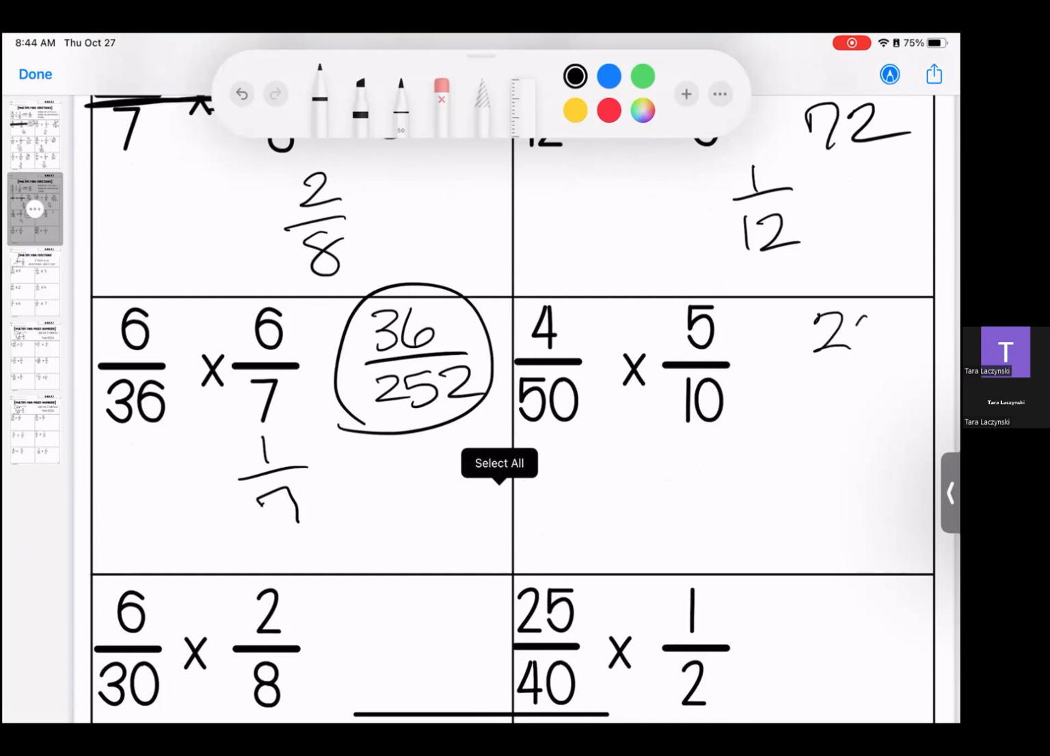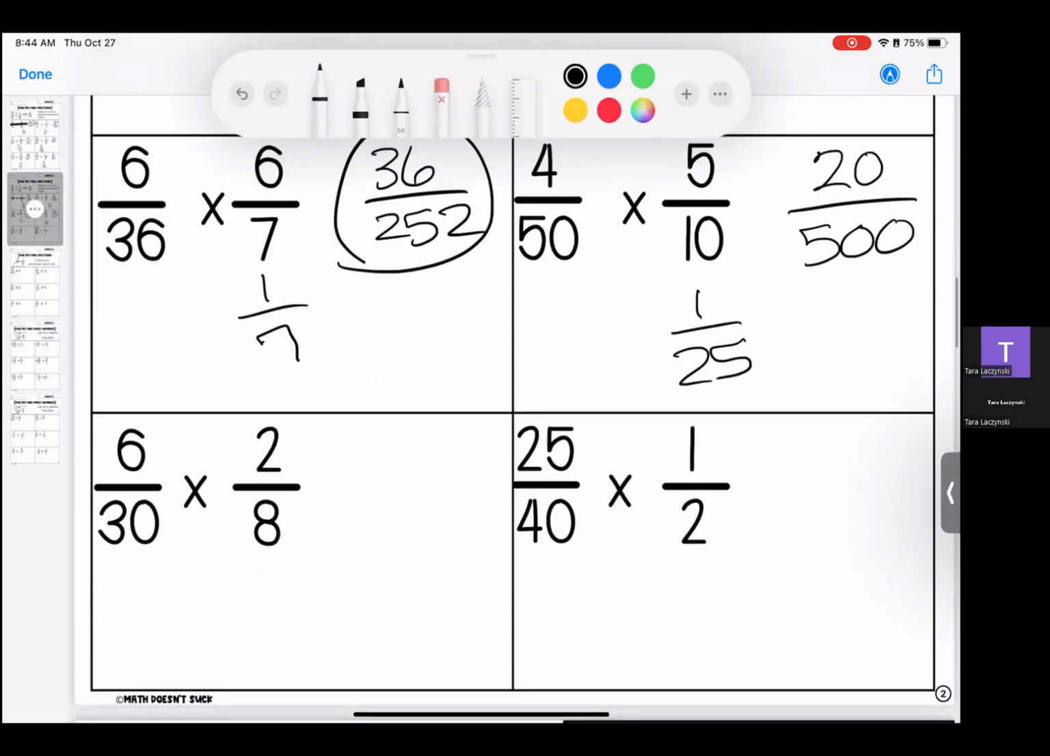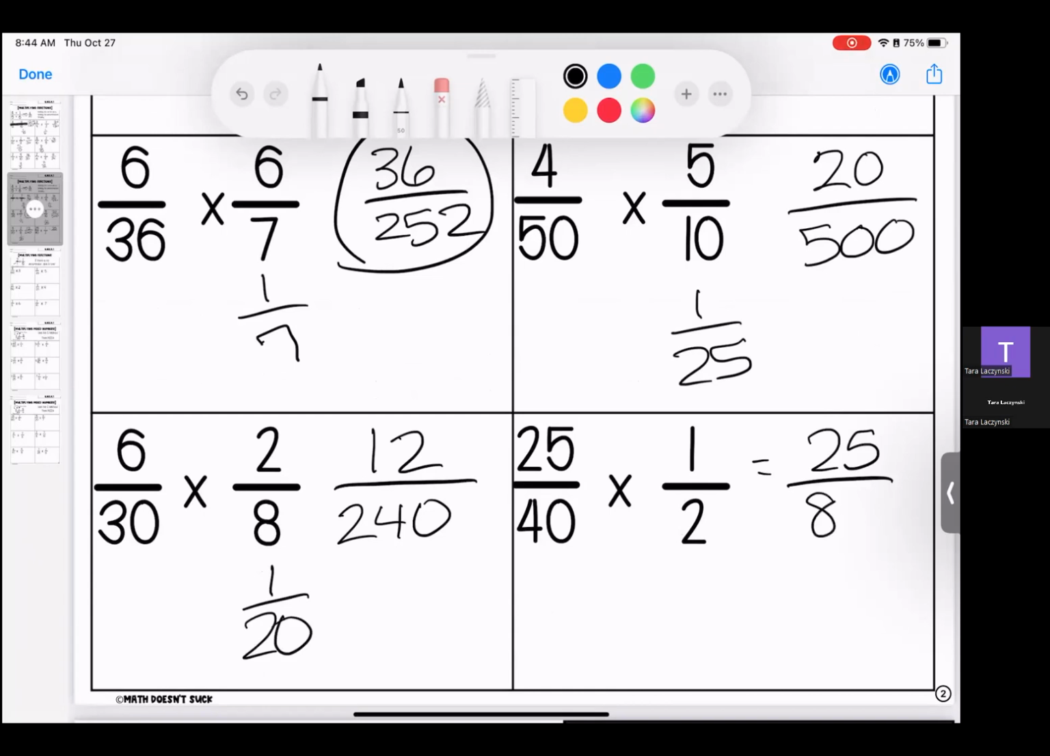4 times 5 is 20. 50 times 10 is 500. This would simplify down to 1/25. 6 times 2 is 12. 30 times 8 is 240. This would simplify down to 1/20. And 25 times 1 is 25. 40 times 2 is 80. This would simplify down to 5/16. If you have any questions, please bring them with you to class, but that is the end of page 2.